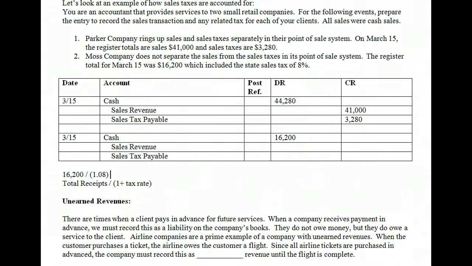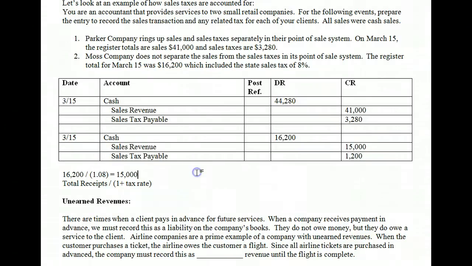We're going to divide that by 1.08%, and that's going to come out to, let's see, what does that come out to? 16,200 divided by 1.08 comes out to 15,000. So 15,000 would be the amount of our sales. Well, if 15,000 is the amount of our sales, that means the amount of our tax would be 1,200.